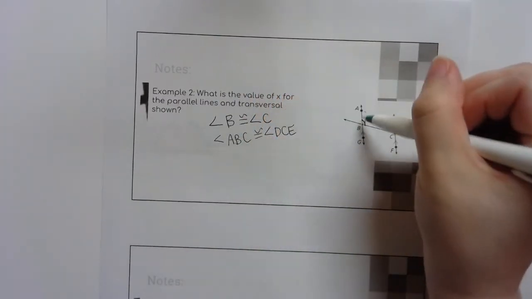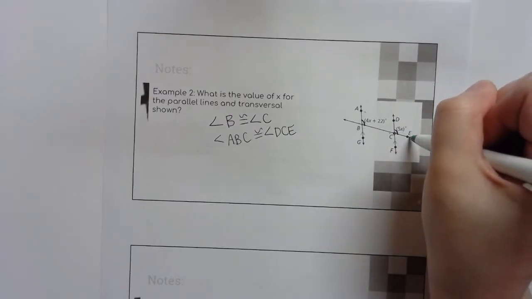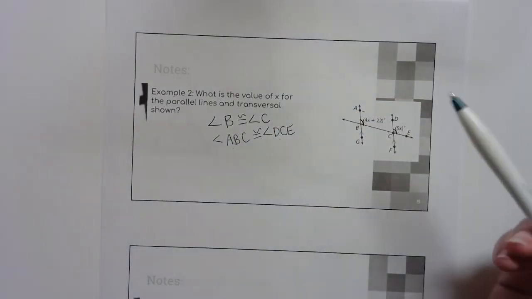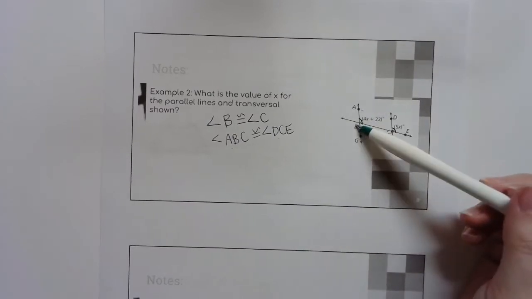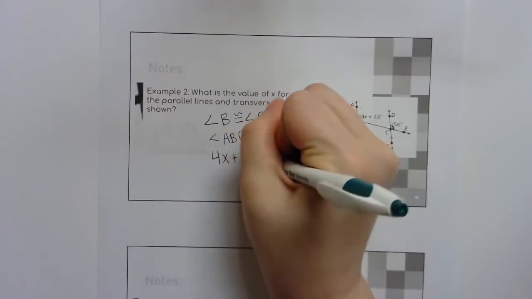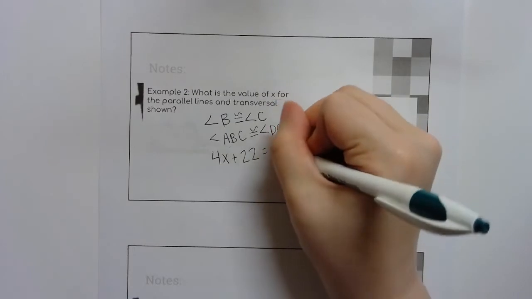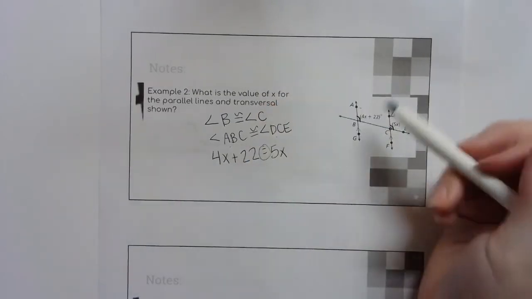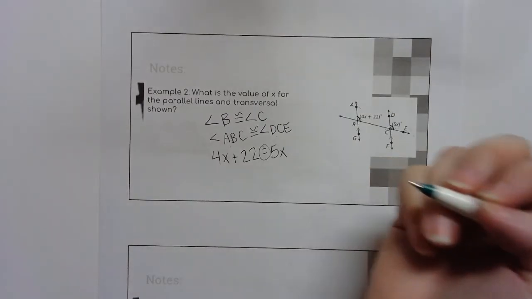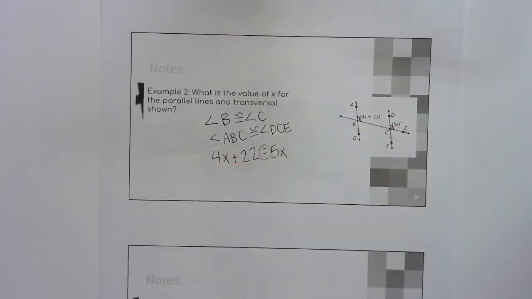Well, if angle ABC is congruent to DCE, then that must mean that the measure of angle ABC is equal to the measure of angle DCE. Well, the measure of angle ABC is 4x plus 22. And the measure of angle DCE is 5x. So these two must be equal since these are congruent angles. So now that we've set that up, I have to solve this equation. Remember, I have to get the x's to one side and the numbers to the other.